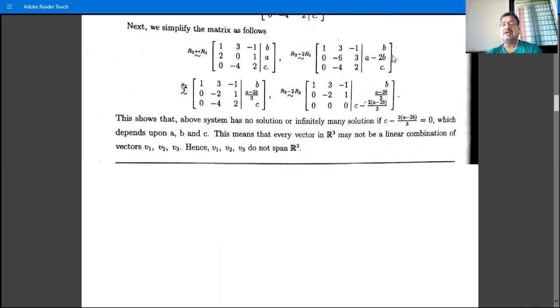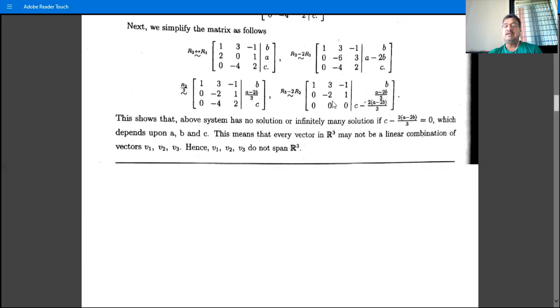After this step, we have to reduce this minus 6 to 1. So apply minus 1 by 6 R2 as the operation. Then we have some matrix, and then reduce this element, below element to 0. While reducing this element to 0, this element also becomes 0. So this is an echelon form.